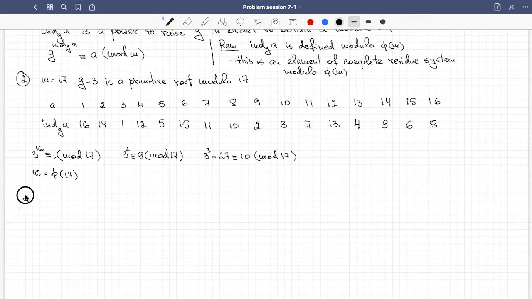Problem 3. We want to solve a congruence. 9x is congruent to 11.